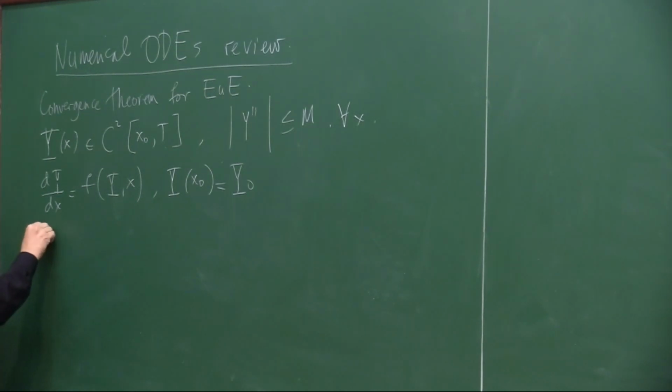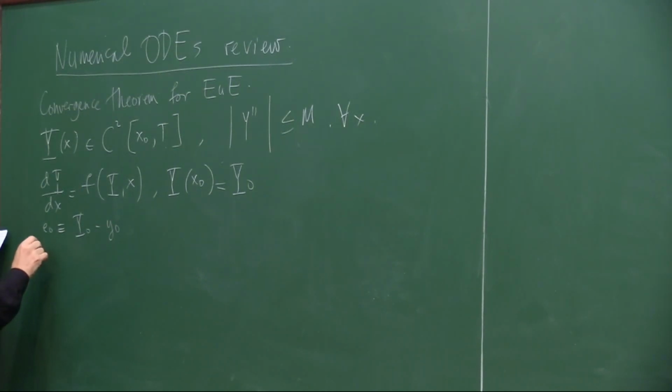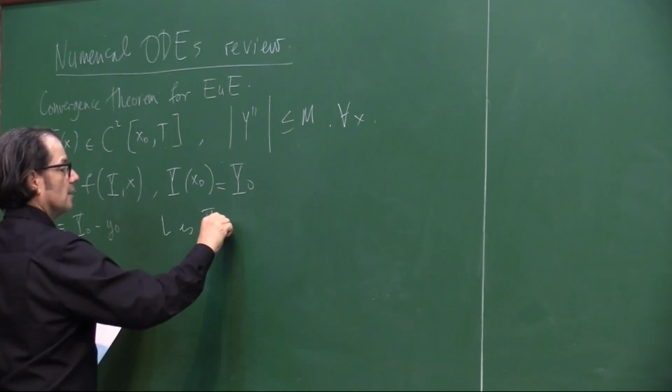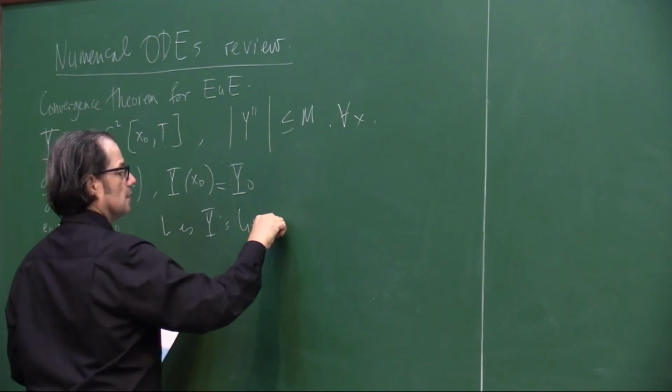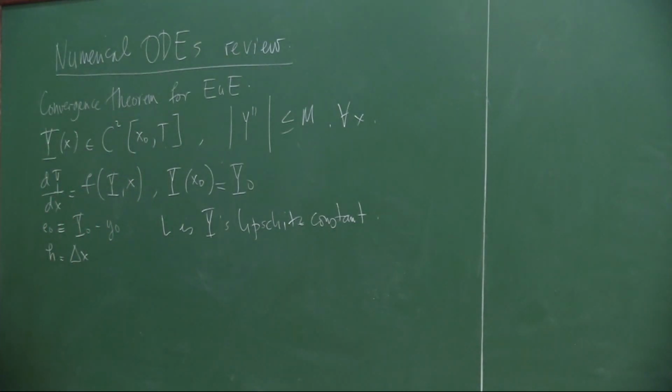I'm going to call E0 the initial error. h will be the same as little x, and L is Y's Lipschitz constant. Okay, and here's the result: then we can do this estimate.